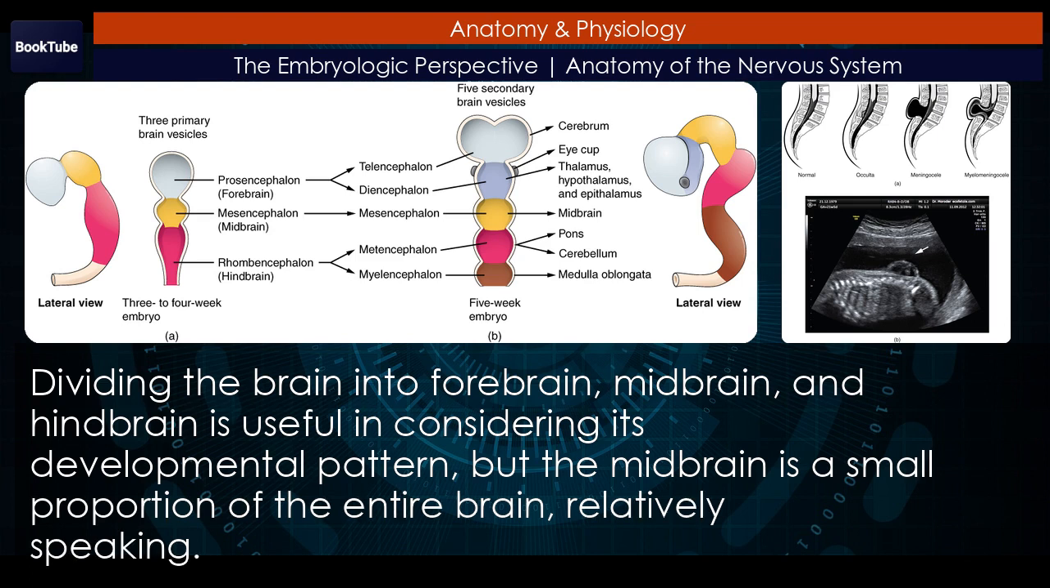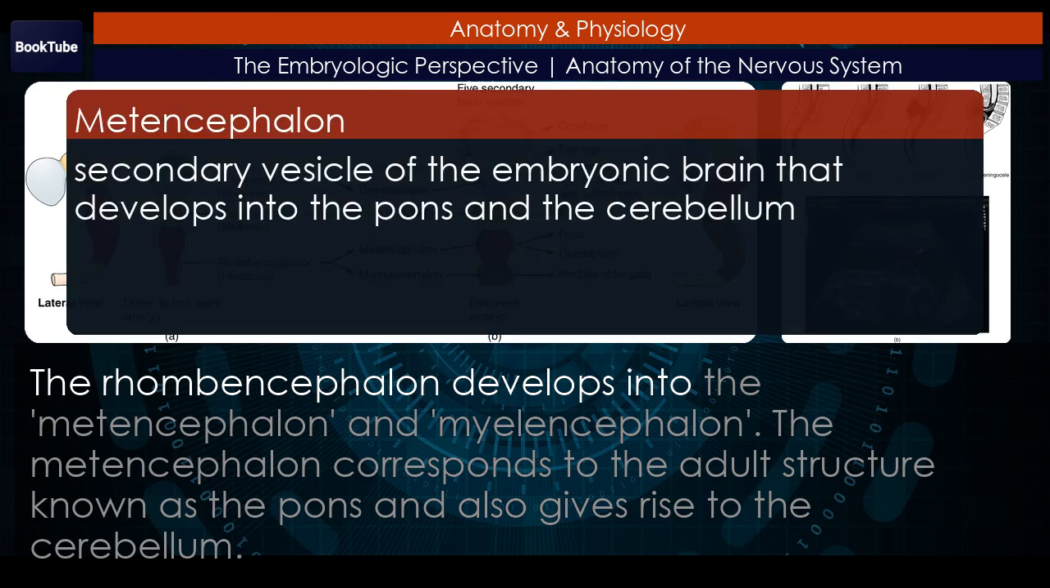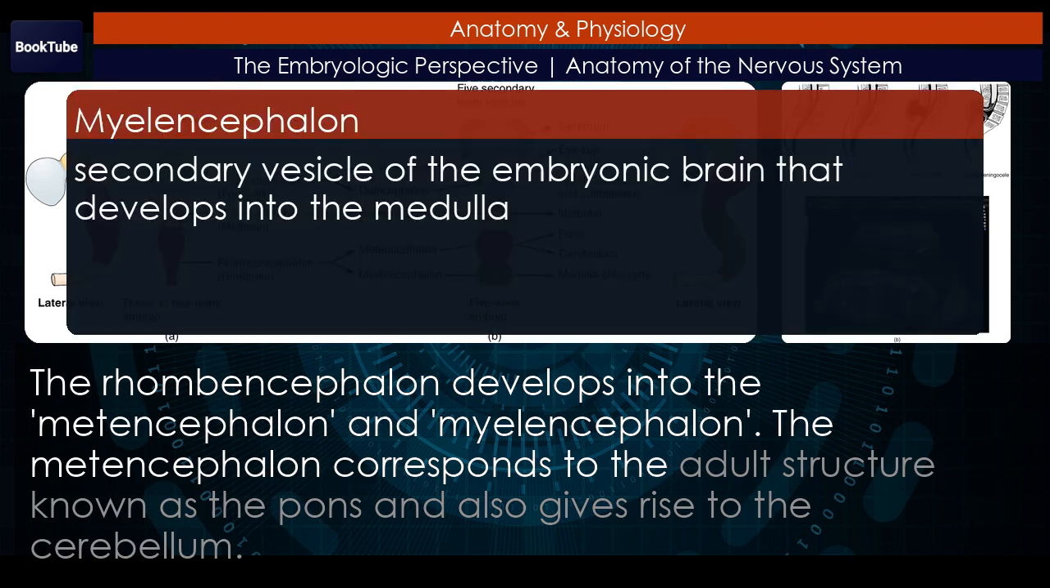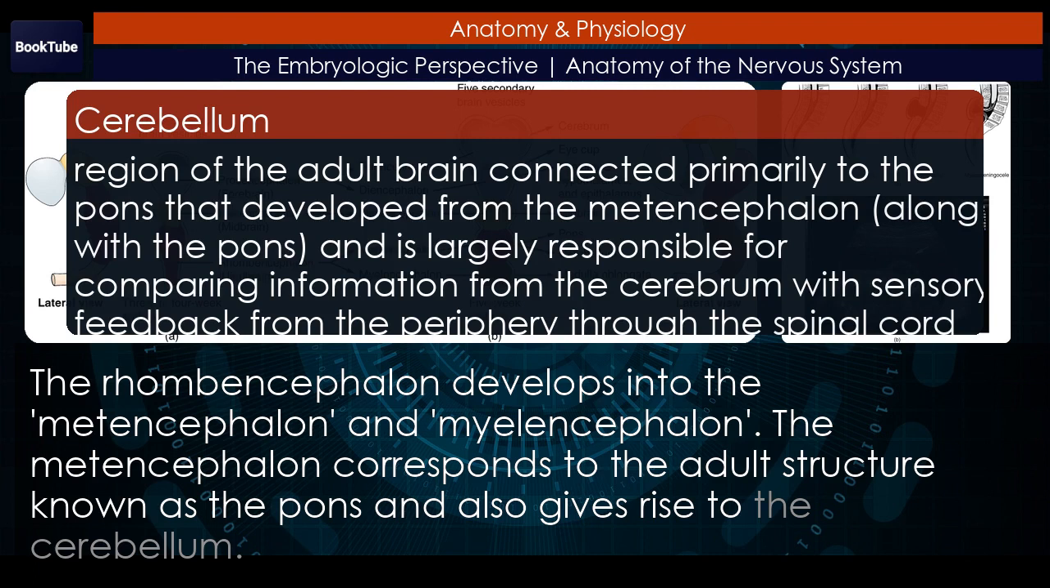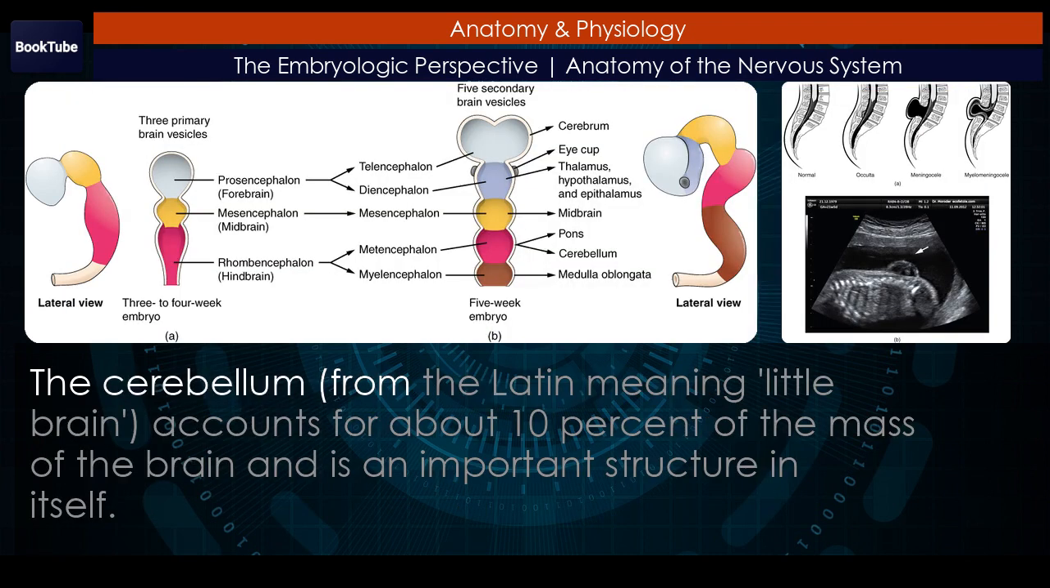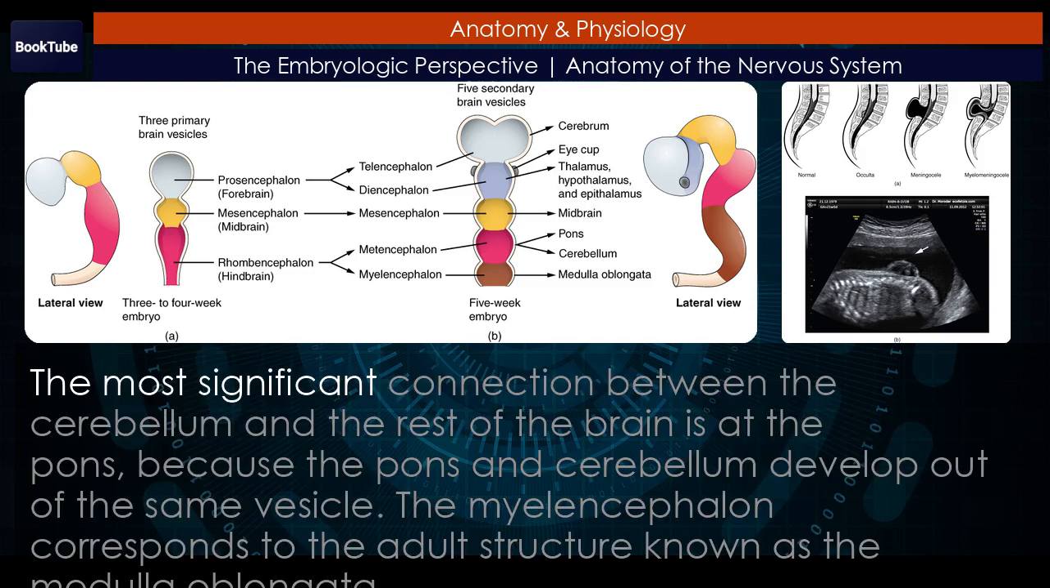Relatively speaking, the rhombencephalon develops into the metencephalon and myelencephalon. The metencephalon corresponds to the adult structure known as the pons and also gives rise to the cerebellum. The cerebellum, from the Latin meaning little brain, accounts for about 10% of the mass of the brain and is an important structure in itself. The most significant connection between the cerebellum and the rest of the brain is at the pons.